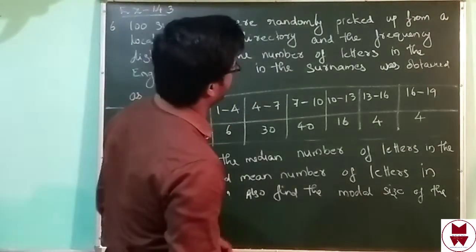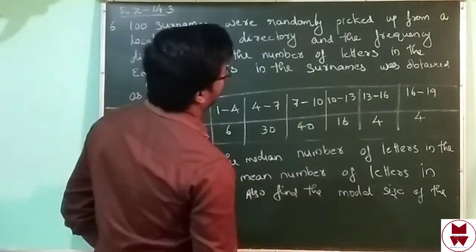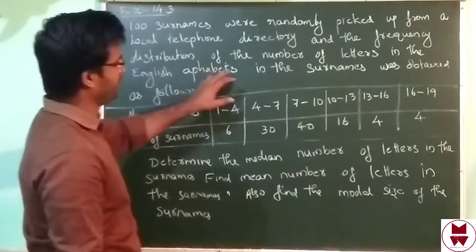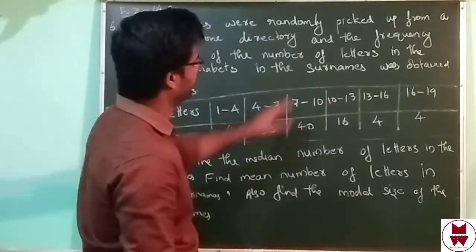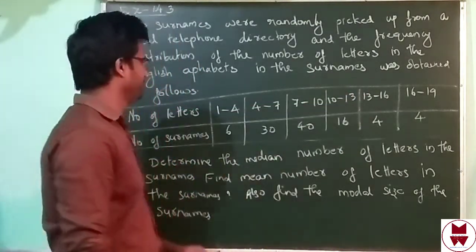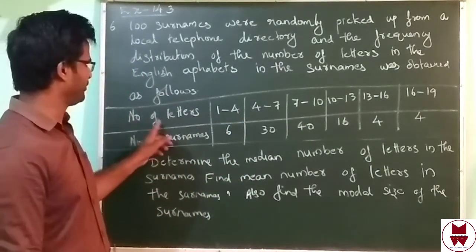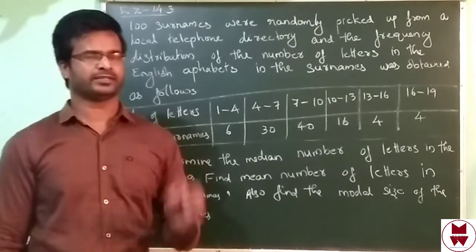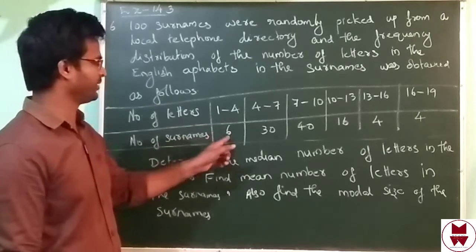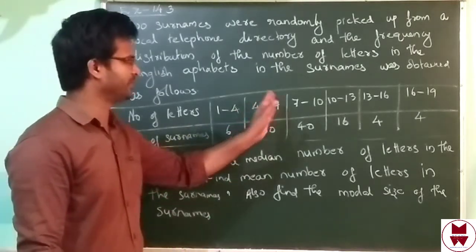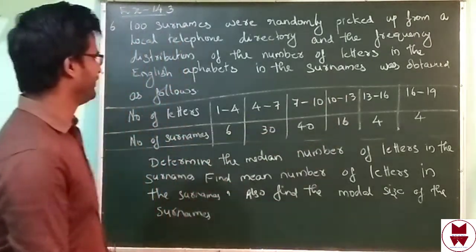100 surnames were randomly picked up from a local telephone directory and the frequency distribution of the number of letters in the English alphabet in the surnames was obtained as follows. In here one data is given. The first column is the number of letters in one name, 1 to 4. How many surnames? 6. Then 4 to 7 letters, 30. Like that one data is given in here.